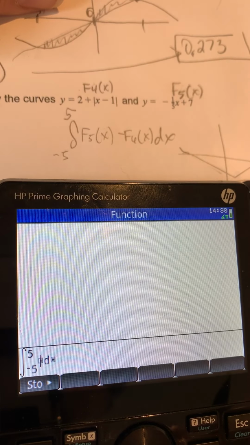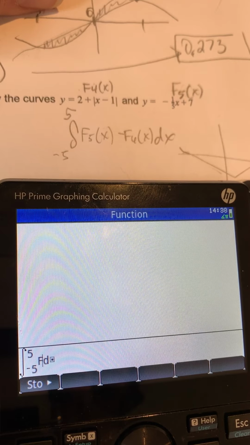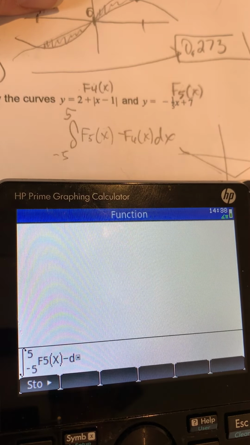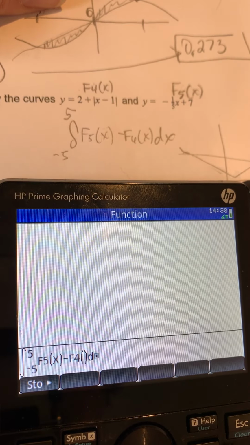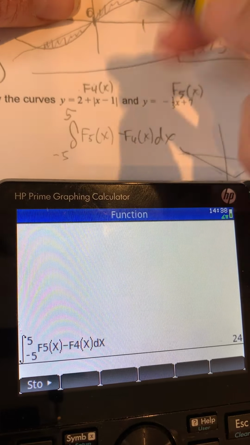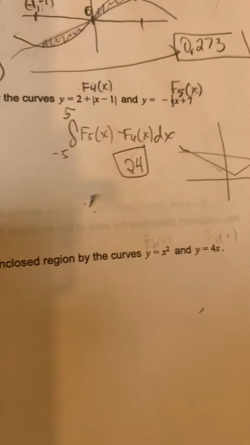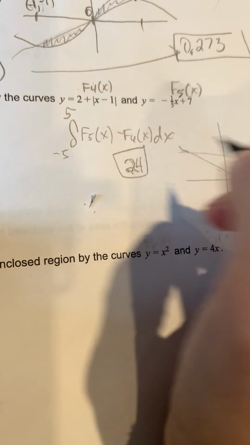-5, and it's alpha f5 of x minus alpha f4 of x. Oops, I was kidding, 6, I believe. Okay, dx. Okay, enter. 24. Okay, that's a miraculous little 2 there.